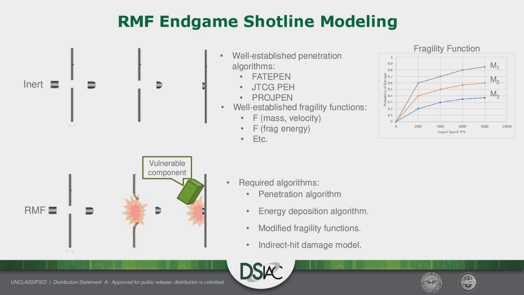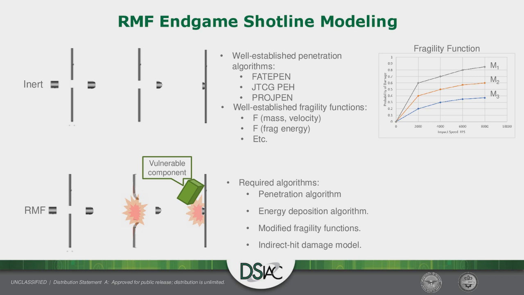If this fragment hits this thing and this thing is a vulnerable component, then it will have associated with it a fragility function that returns the probability of damaging that thing as a function of impact speed for different fragment masses. So the fragility function is typically a function of mass and velocity. You give it the impact mass and speed, and it returns a damage probability.